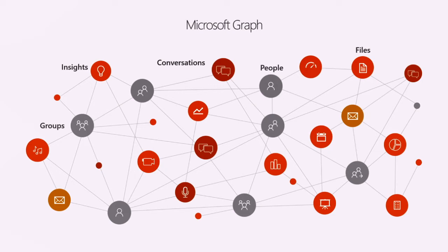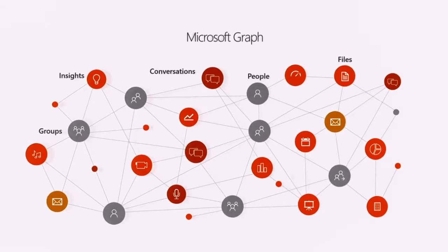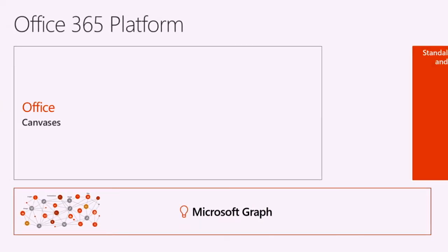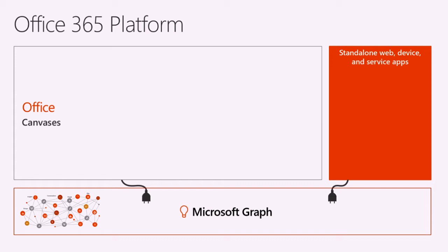So the Microsoft Graph has all of this data, and all the insights that we're powering our first-party services with are also available here in the Graph. And we take all of that data and we make them available through a single API endpoint. And on top of that, we build our own experiences. You see them as canvases here. I'll talk about that in just a second. We also make it possible for you to build your own standalone web, device, and service applications on top of that, and to connect directly into that API. So if you have a web application and you want to know where somebody's next meeting is or who their manager is, you can call the Microsoft Graph in order to embed that insight into your own application.